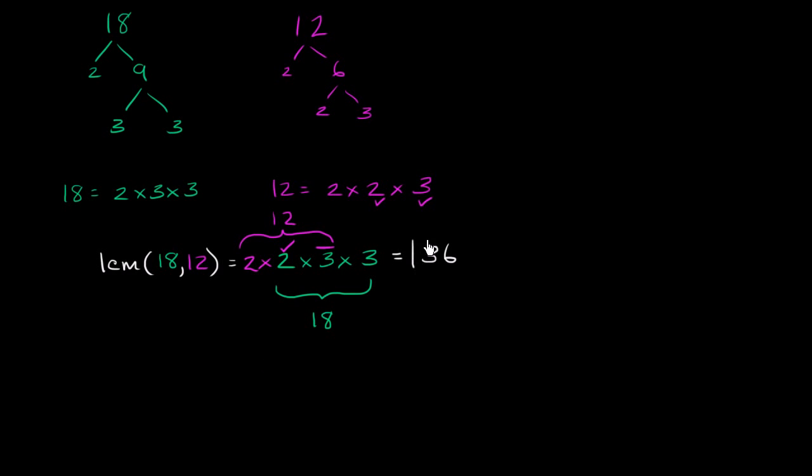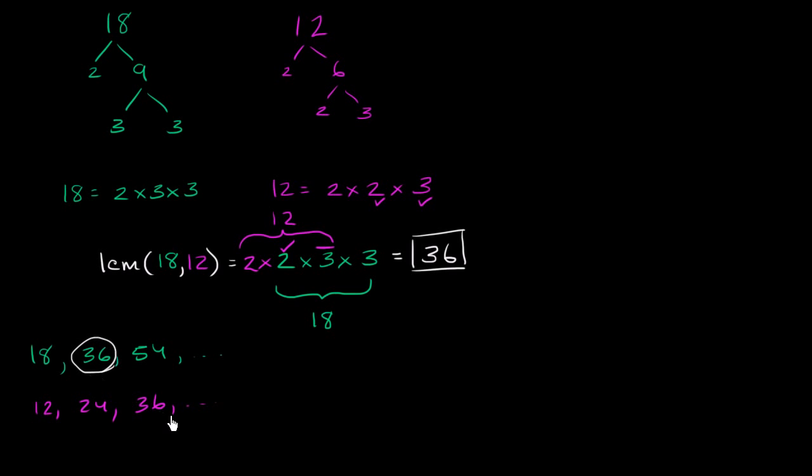Now, the other way you could have done it is the brute force method of just looking at the multiples of these numbers. The multiples of 18 are 18, 36, and I could keep going higher and higher, 54, and I could keep going. And the multiples of 12 are 12, 24, 36, and immediately I say, I don't have to go any further. I already found a multiple of both, and this is the smallest multiple of both.